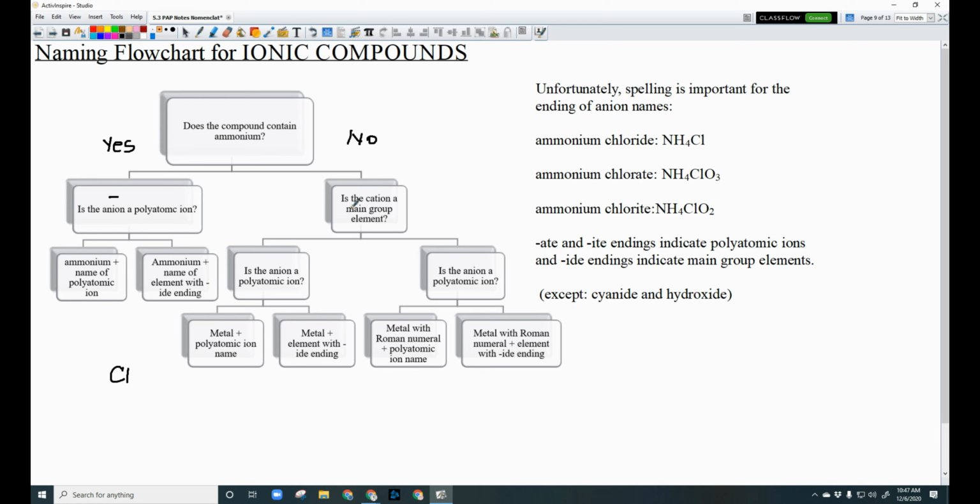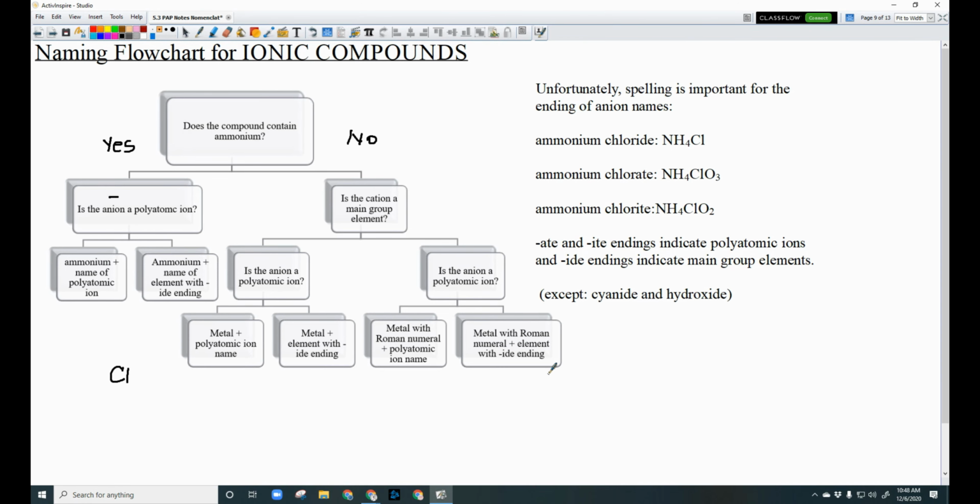Is the cation a main group element? No. Is the anion a polyatomic ion? Yes. So use the metal with the Roman numeral plus the polyatomic ion name, say copper phosphate. No, use the metal with the Roman numeral and then the element changing to "ide." So there's a lot of things to remember here about ionic naming.